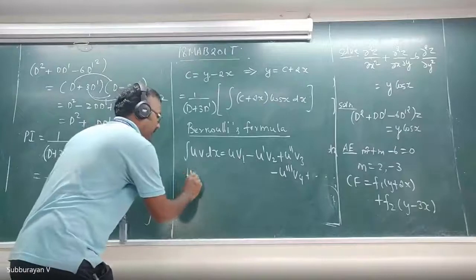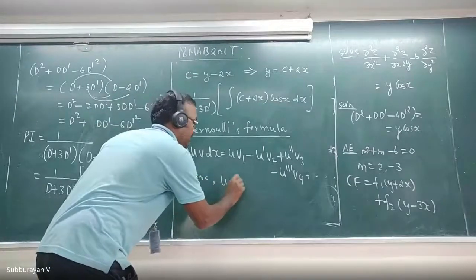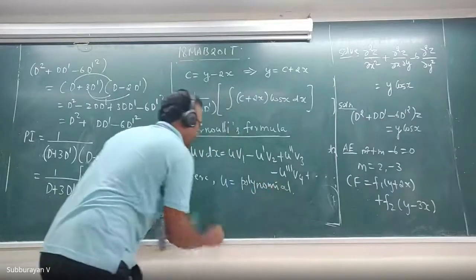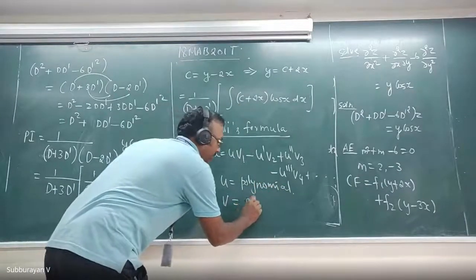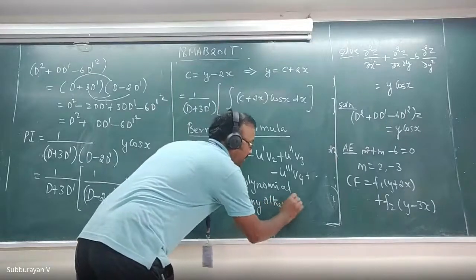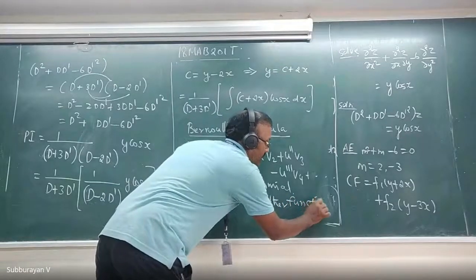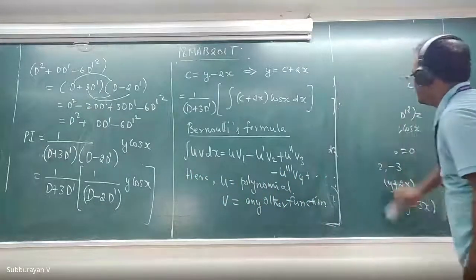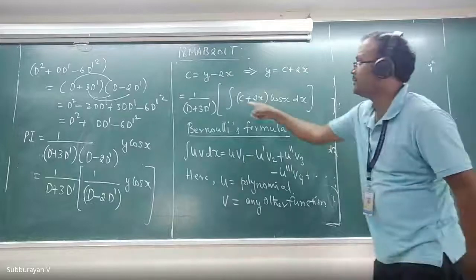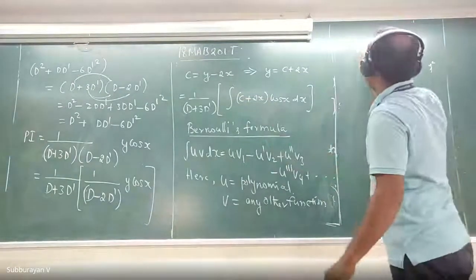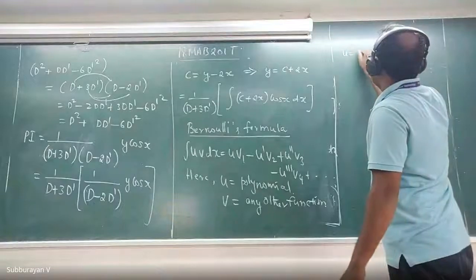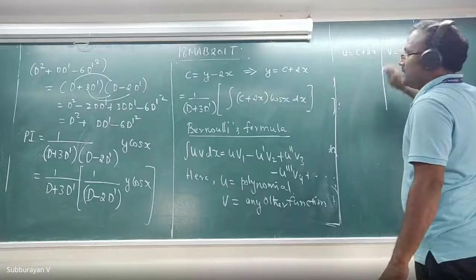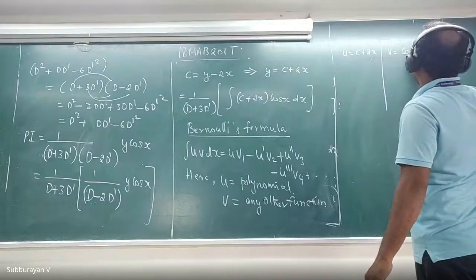Here we should choose u equal to a polynomial, and v is any other function. Okay, fine. What is a polynomial here? Polynomial is c plus 2x. Therefore I'm choosing my u equal to c plus 2x, and v is cos x.